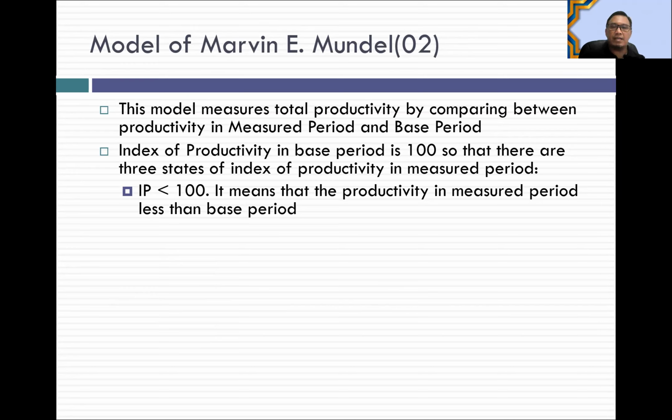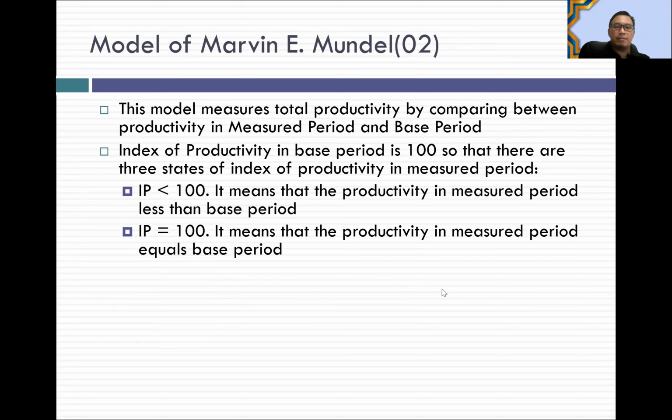So the index of productivity in the base period is 100. There are three cases for the index of productivity in the measured period. If the productivity index of the base is presumed to be 100, for example, and the index of productivity is less than 100, it means that the productivity in the measured period is less than the base period. If the productivity index equals 100, it means that the productivity in the measured period equals the productivity in the base period.